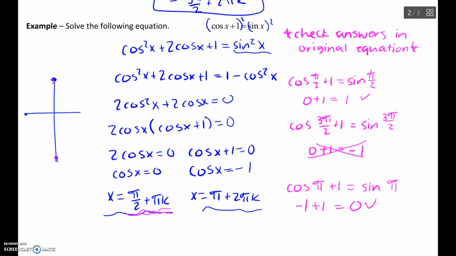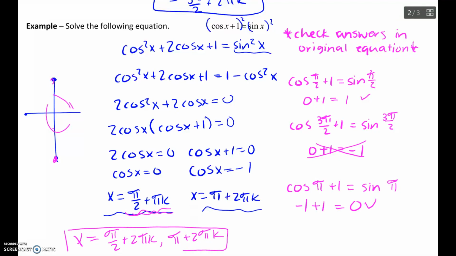That works. So our solutions are actually x equals pi over 2 plus 2 pi k, because that one down here didn't work, so you can only go all the way around the circle every time. And then pi plus 2 pi k. So those are the solutions for that one.